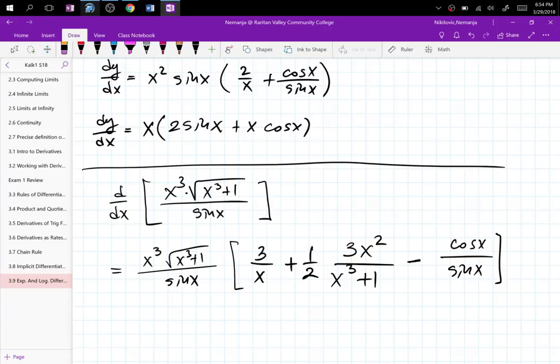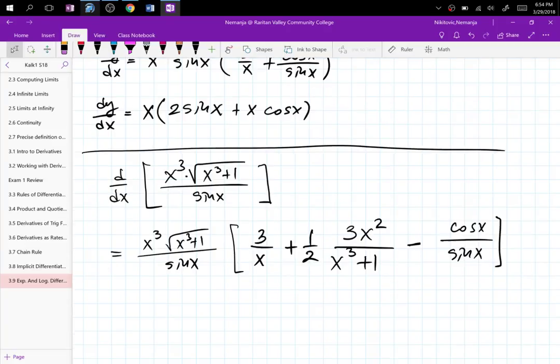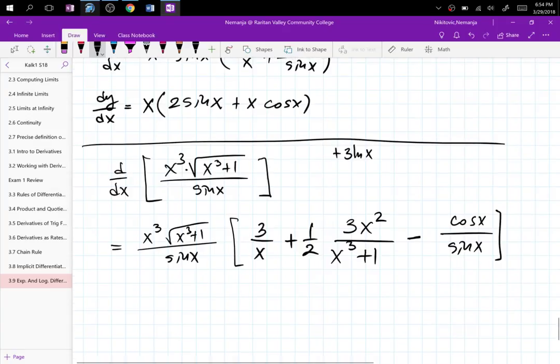Yes? Those intermediate steps that you wrote in place, you just put them all back? Sure. So we had in the expansion 3 ln x. We have positive 3 ln x. We have positive 1/2 ln of x cubed plus 1. And we have negative ln of sine x. So those are the steps in the expansion, the things that I keep in my head.